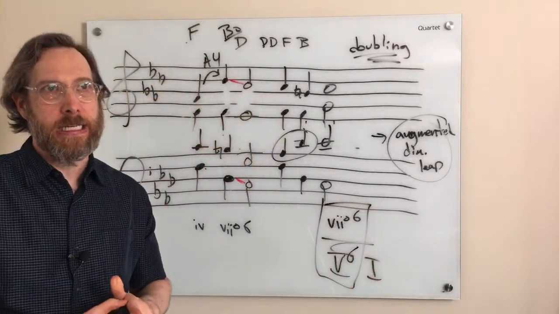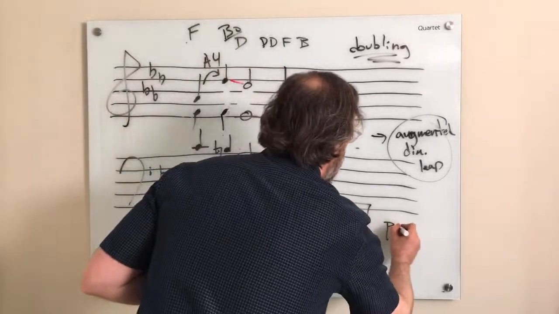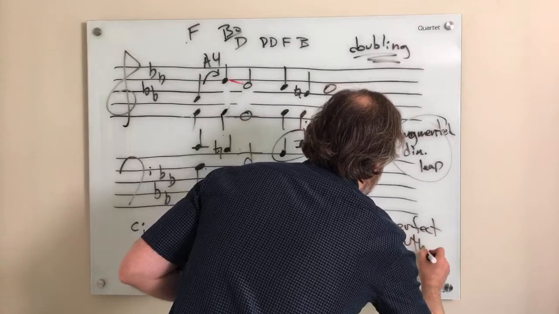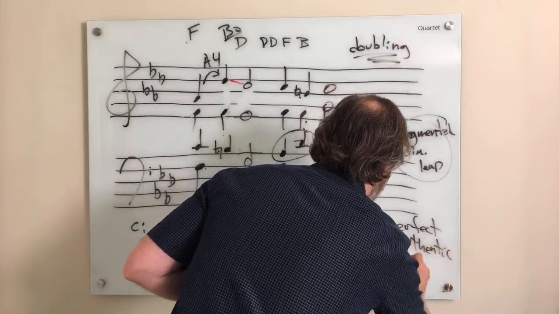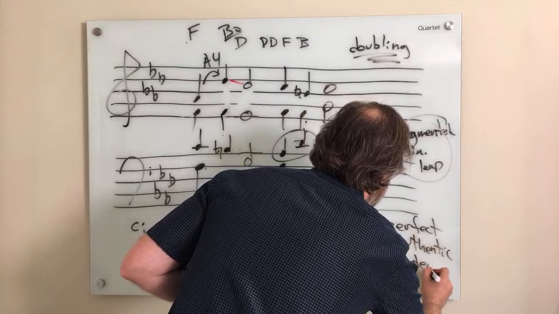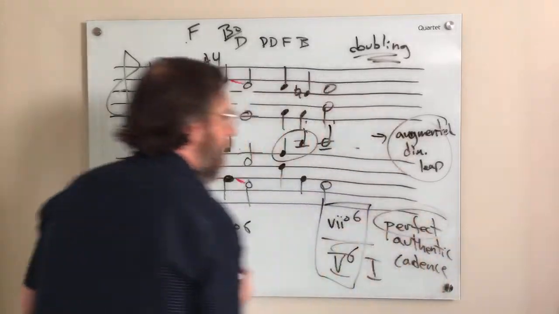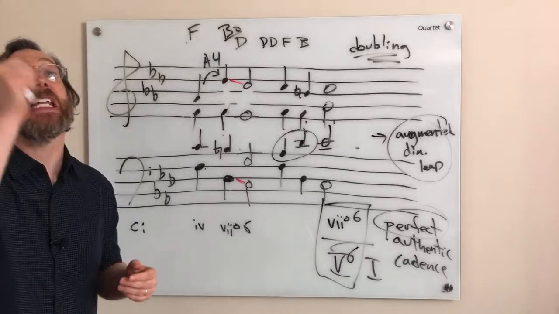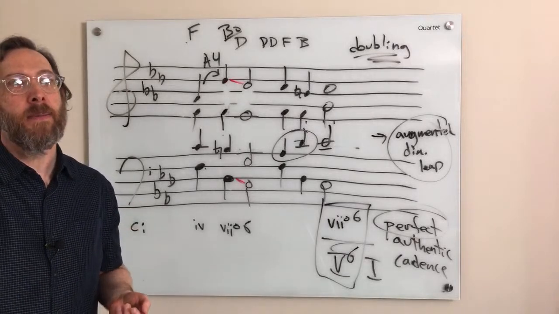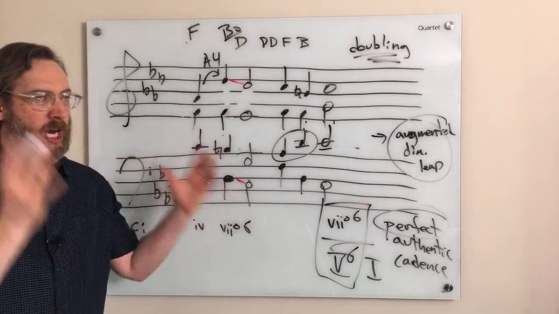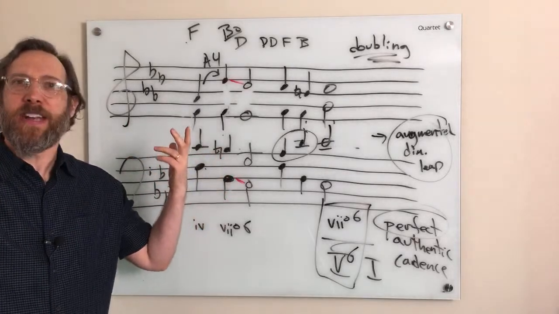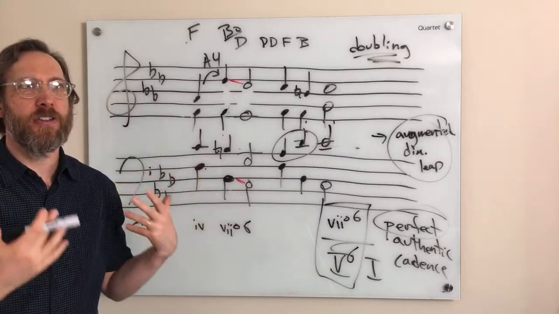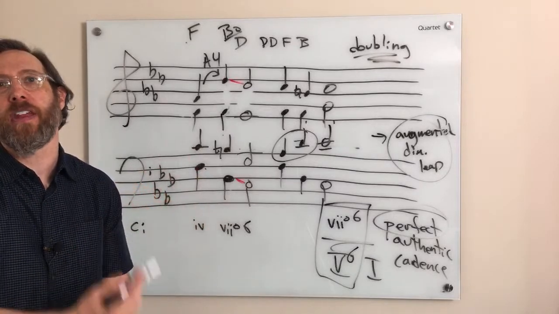So if you're going to have a cadence, right? That's why we study perfect authentic cadence and imperfect authentic cadence, right? Not every cadence should be a perfect authentic cadence. Some of them should be an imperfect authentic cadence because not every section has the same level of finality to it. Not every conclusion feels as strong as, let's say, a perfect authentic cadence.